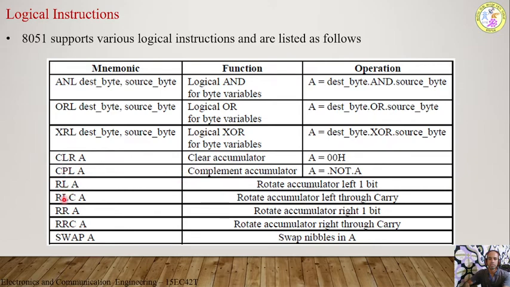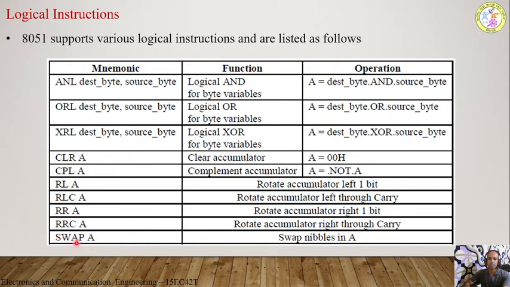And then we have rotate operations. We can rotate the content of the accumulator to the left side or to the right side, with or without carry. For example, the RL A instruction is rotate accumulator left by 1 bit. This is without carry. Carry will not be considered here. Whereas RLC A is rotate accumulator left through carry. Along with the carry, we need to do the rotate operation. RR A stands for rotate accumulator right by 1 bit. And RRC A is rotate accumulator right through carry by 1 bit.